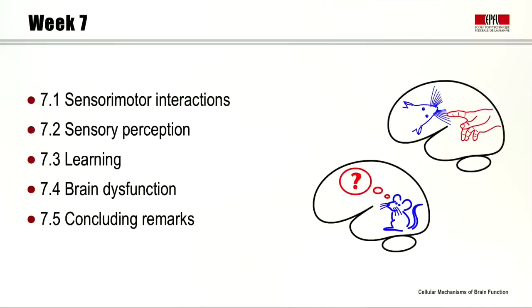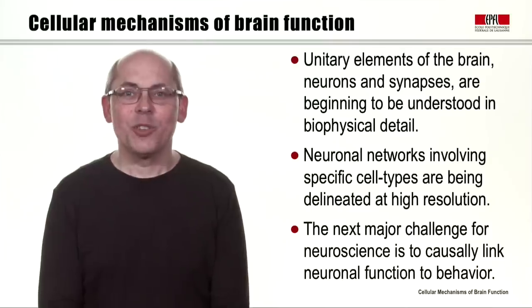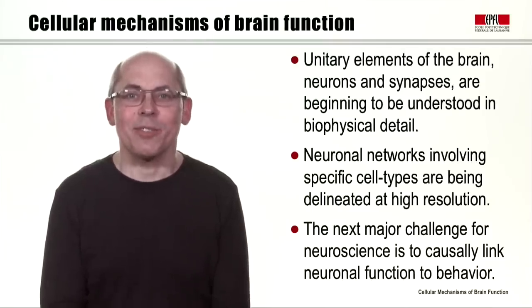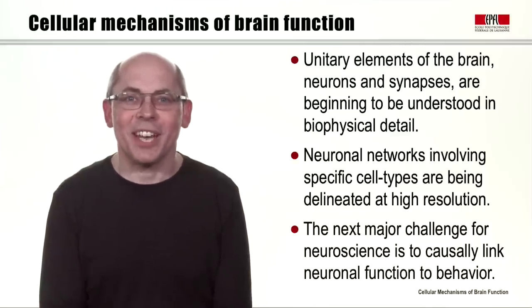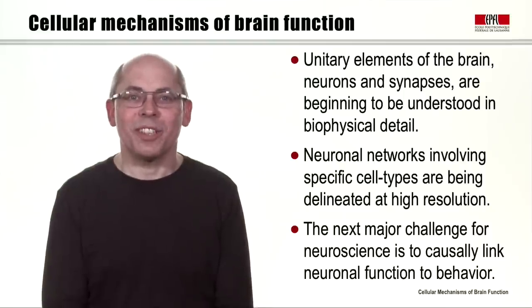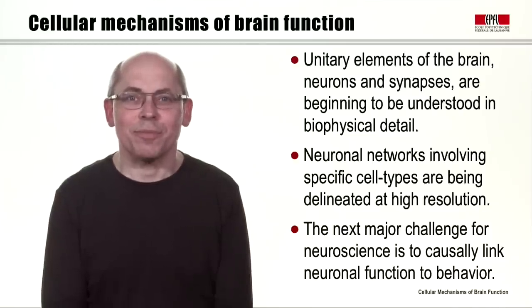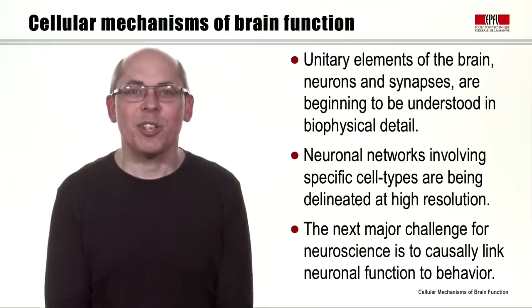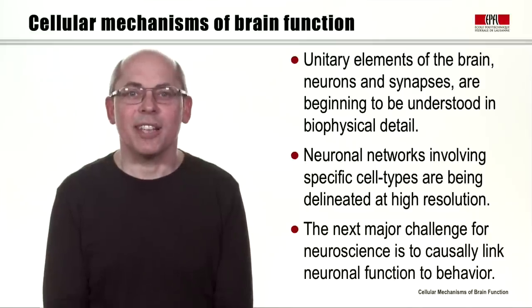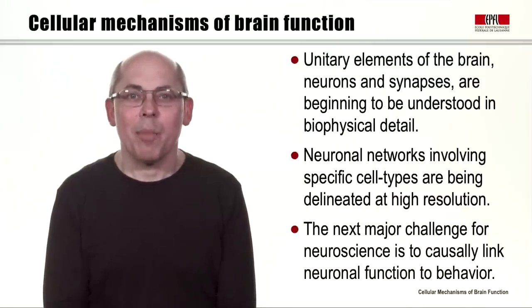Finally, we'll discuss how the cellular mechanisms of some brain diseases are beginning to be understood, giving hope for future treatments. So in this course, you'll see that the unitary elements of the brain, the neurons and synapses, are beginning to be understood in biophysical detail. We already have quite a good quantitative description of membrane potential, action potentials, and synaptic transmission. Neuroscientists have also made good progress in delineating the synaptic connectivity of specific neuronal cell types. We're thus learning a lot about the rules underlying the wiring diagram of the mammalian brain.